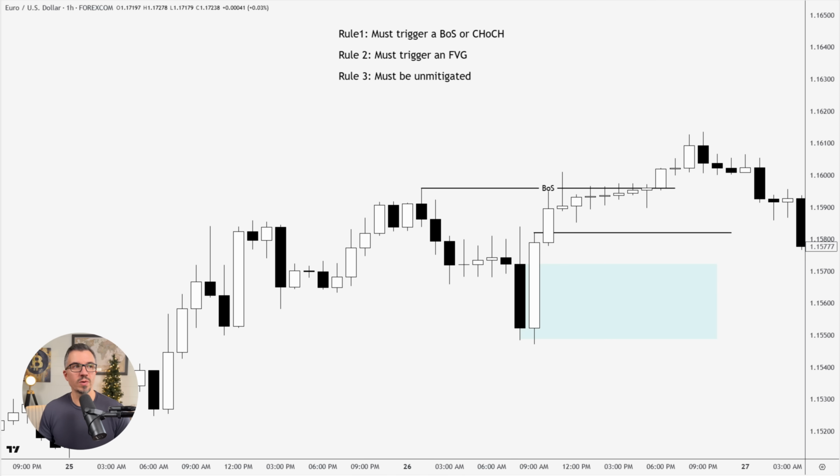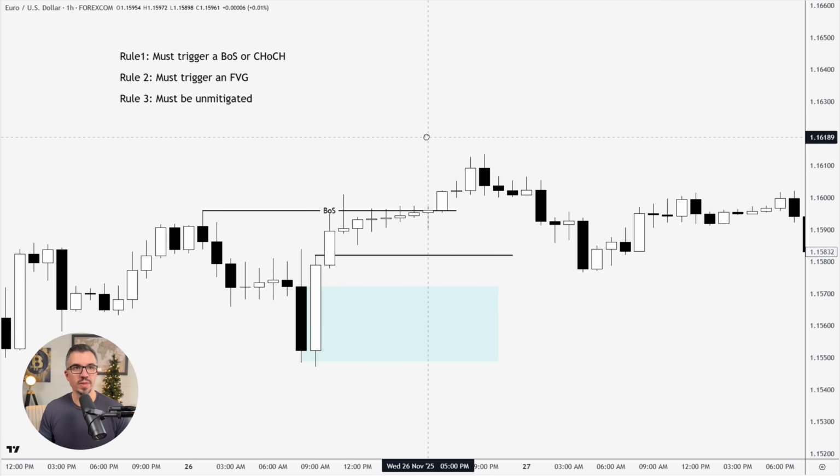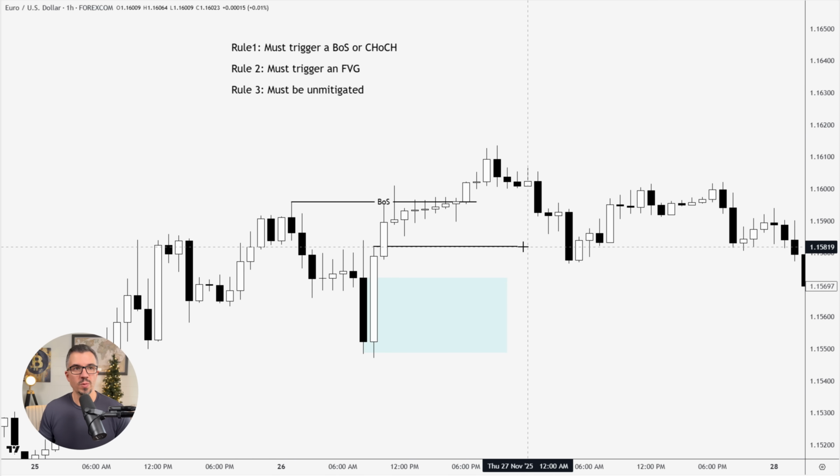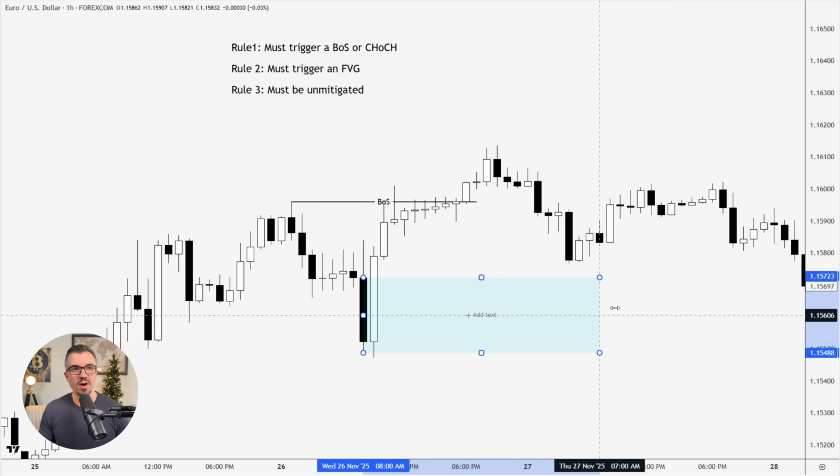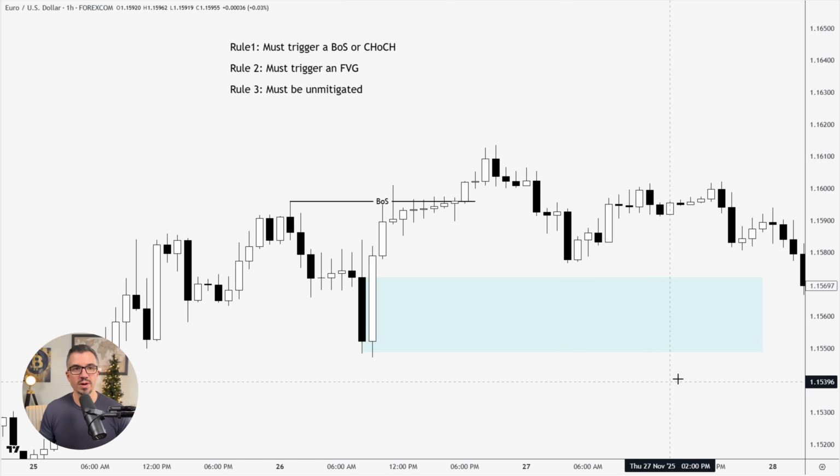Okay, so those are the 3 rules. Now, let's walk through this example and see what we get here. We have our fair value gap over here. We have a valid order block. We have the fair value gap. We have the break of structure. And so far over here, it is unmitigated. We have not seen the market come into this area.